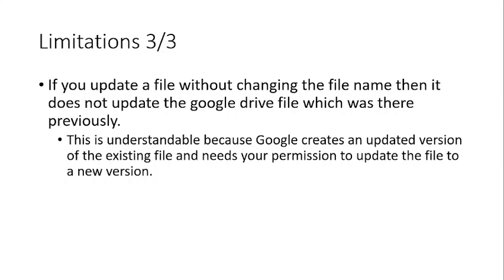The third and last limitation is if you update a file without changing the file name, then it does not update the Google Drive file which was there previously. Let's say you create a file called file X, then you update file X. It will not update file X in Google Drive. This is understandable because Google creates an updated version if you create a file with the same name as the existing file, and needs your permission to update the file to a new version. And it cannot ask you that permission, so it doesn't happen.